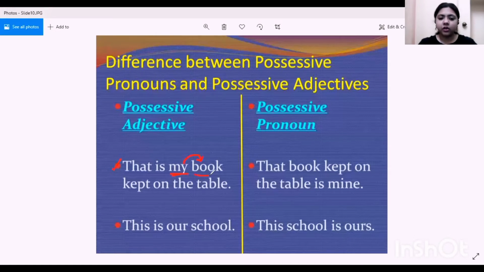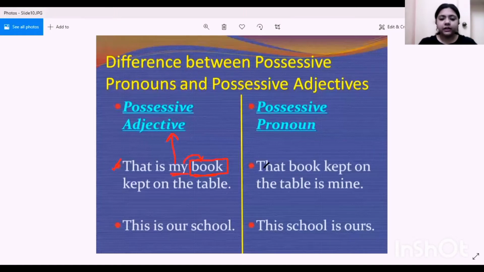And if you recall, what is the function of an adjective? The function of an adjective is to qualify a noun, and it is always followed by a noun. So this word "my" is qualifying this book. It is telling whom this book belongs to, right? So what does it become? It becomes an adjective, a possessive adjective, because it is qualifying the word book.